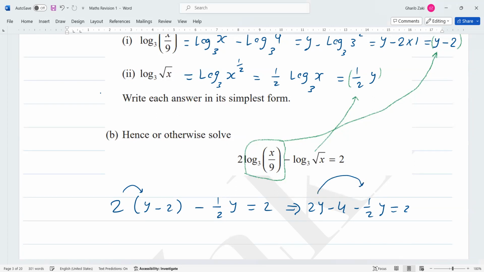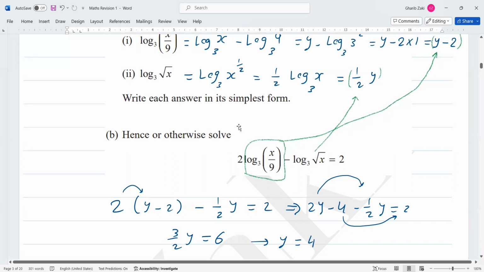2y minus half y is 1.5y, or 3 over 2 y. Negative 4 goes to the other side and becomes a positive 4. 4 plus 2 is 6. Divide by 3 over 2, then y equals 6 divided by 3 over 2, which is 4. So the value of y is 4. Solve it means find x.